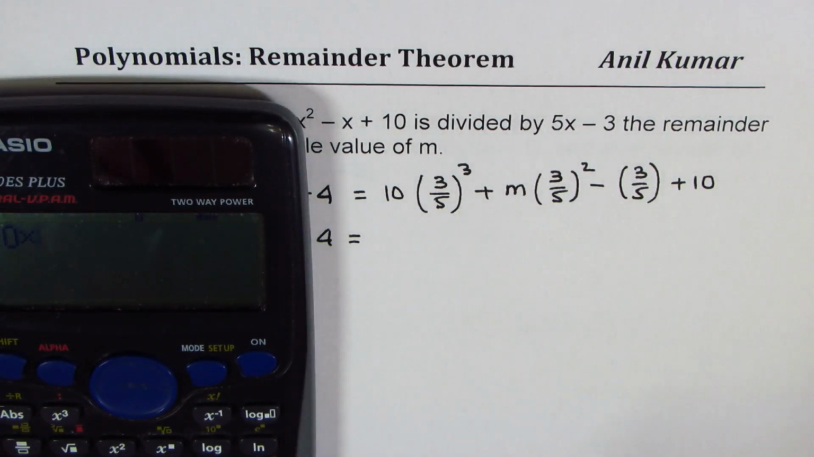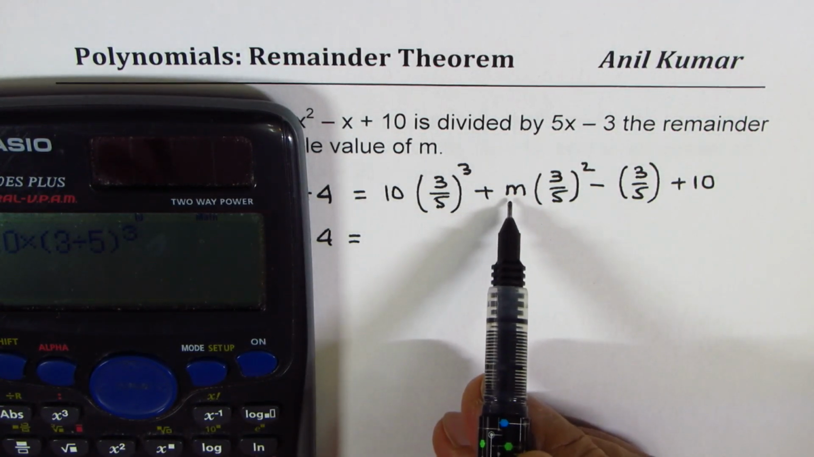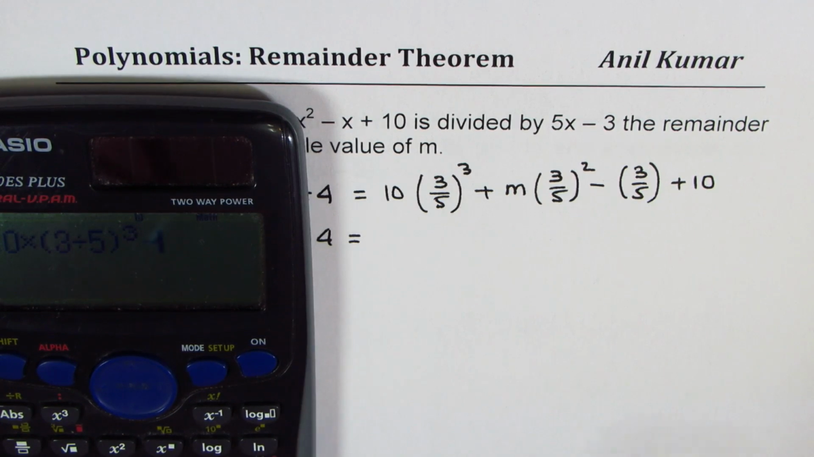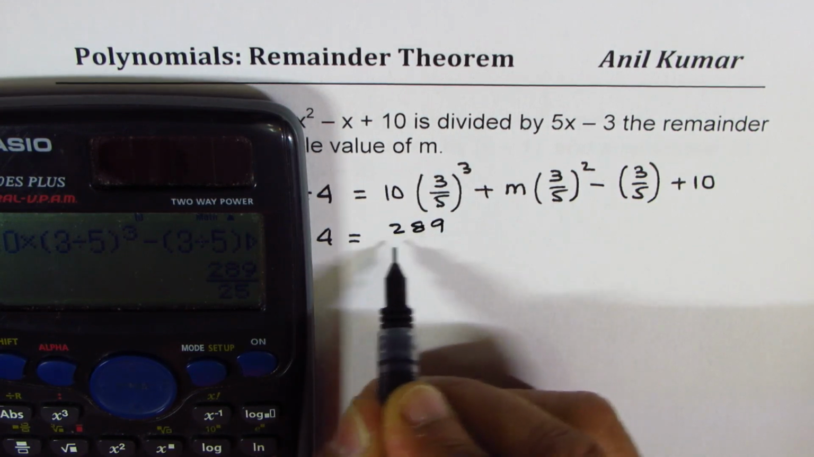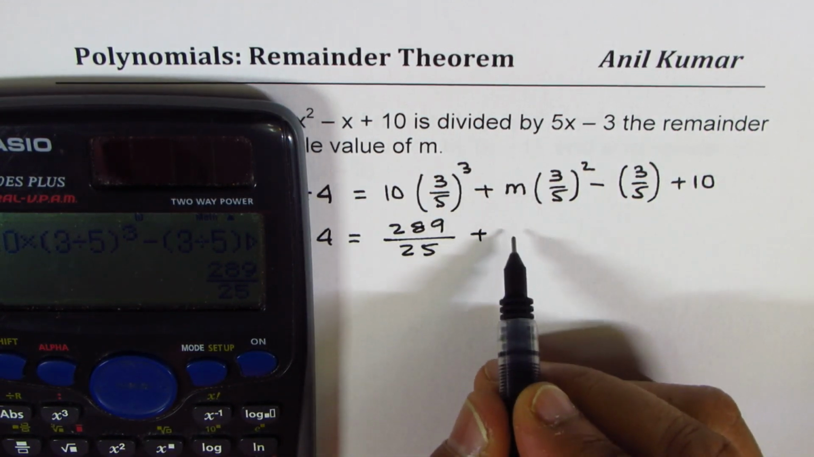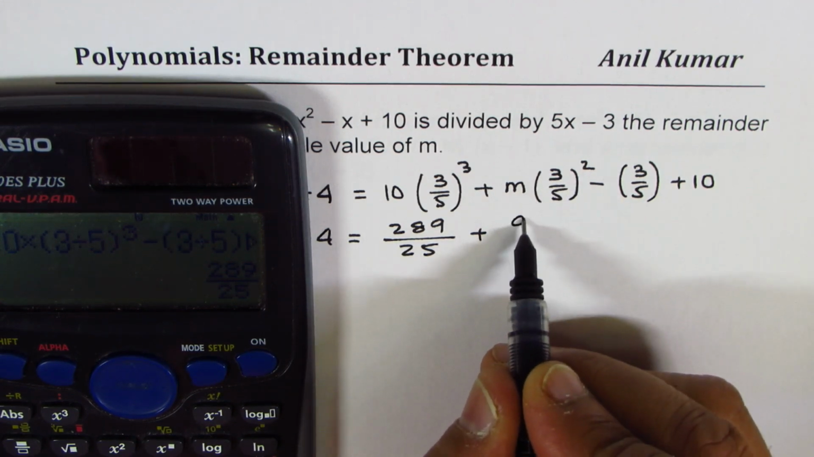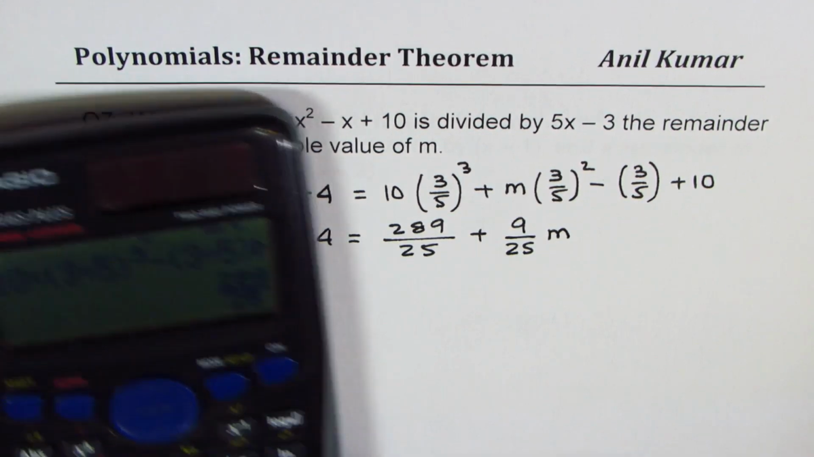within bracket 3 divided by 5 whole cube. So I'm missing this out because of m, and I'm doing minus within bracket 3 divided by 5 plus 10 equals to. So we get 289 over 25. So we get 289 over 25 plus m times, this is 9 over 25. 9 over 25 m. Does it make sense, right?